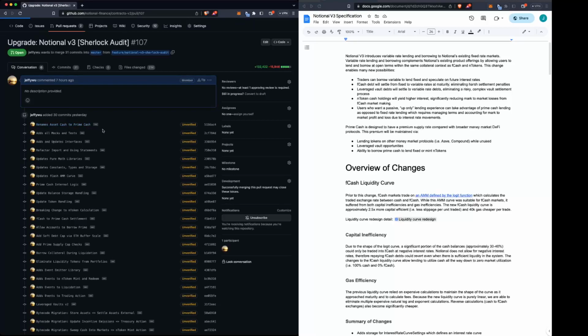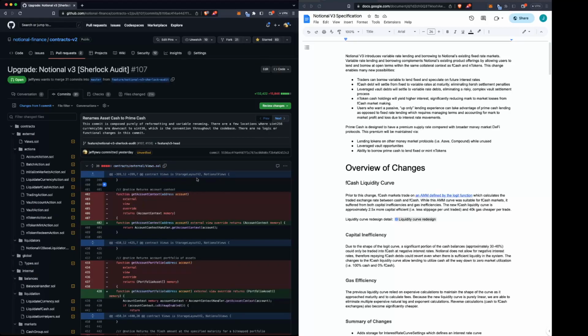So, in my opinion, there's a lot of changes here. It's probably best to go through the commits one by one, so that it tells the story of the changes that we're making.